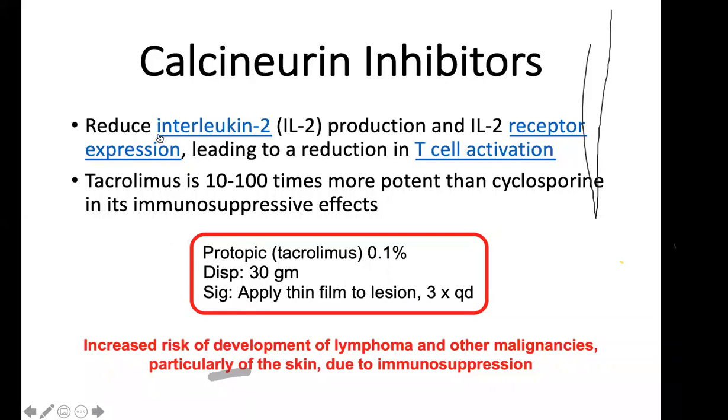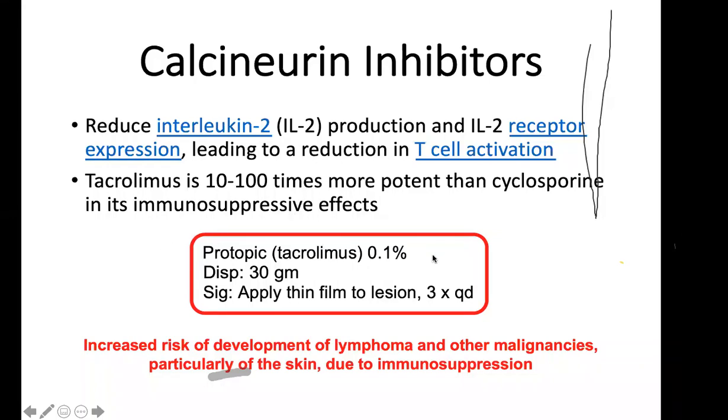Its mechanism is by reducing interleukins and also reducing expression of interleukin receptors. So it works entirely on the inflammatory process and reduces T cell activation. There are no deleterious effects on the bone marrow or cellular proliferation of primary or labile cells. And it's 10 to 100 times more potent than cyclosporin in its immunosuppressive effects.